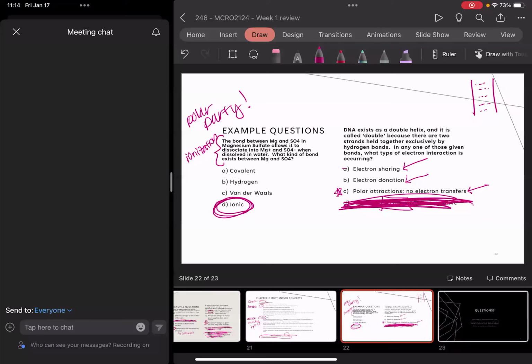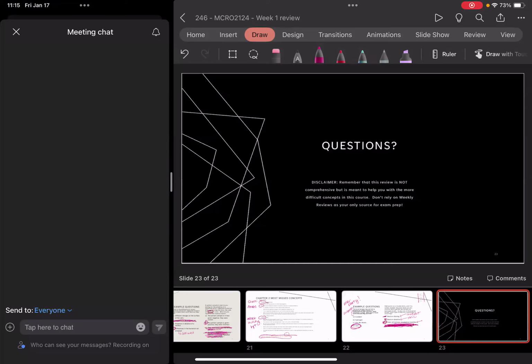So it's not this sharing of electrons. That would be a covalent. It's not donating of electrons. That is literally the definition of an ionic bond. So we are going with polar attractions with no electron transfers. And that is it for our review for week 1.